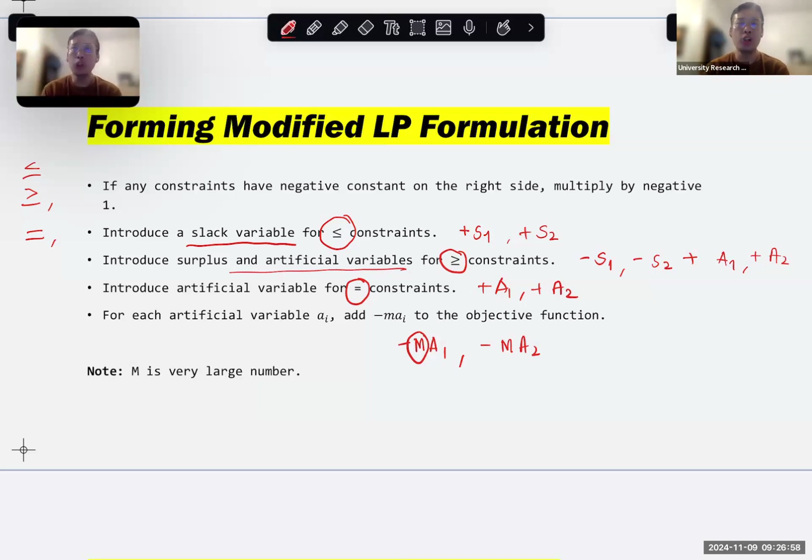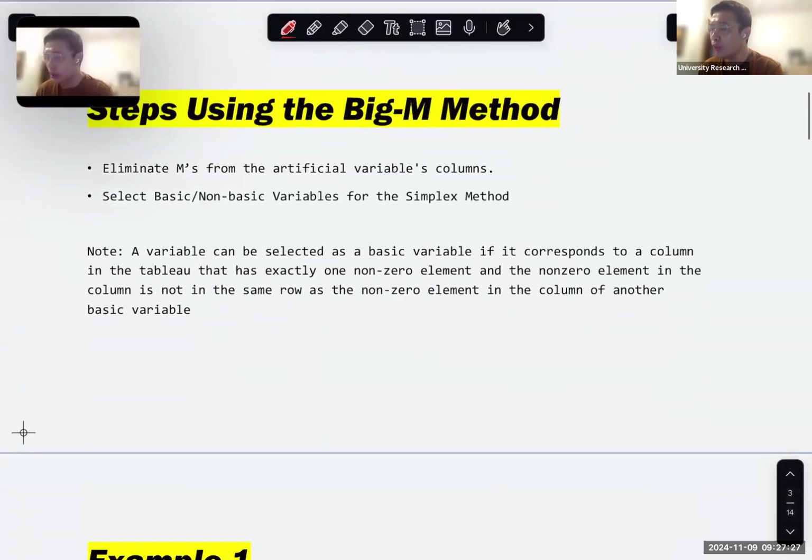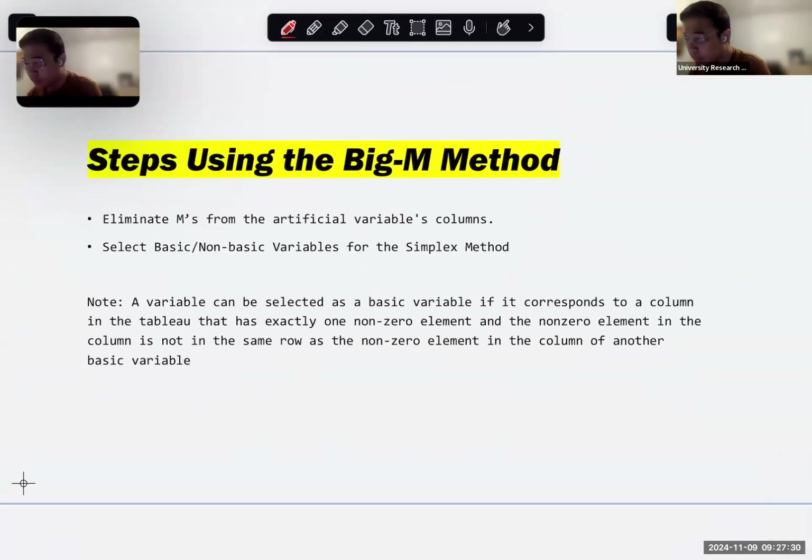And then for equal to constraints, we introduce plus A1 or plus A2, our artificial variable. And for every artificial variable that we added on our constraints, we subtract M A1 or M A2 on our objective function. We take note that M is a very large number. So these are the steps using the Big M method.